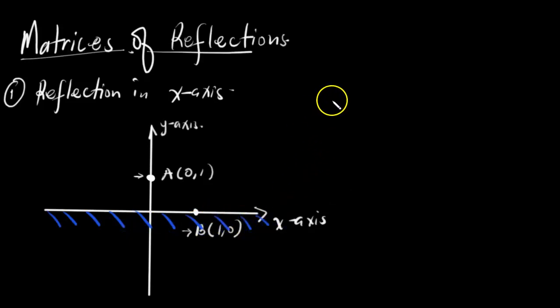Usually we start with the point B, 1, 0. And then we see where this point will be reflected when it is being reflected in the x-axis. Where will it be? You can see this point is exactly on the x-axis. That means this point is going to stay exactly here. So B prime is going to be the same as B. So B prime is going to be 1, 0.